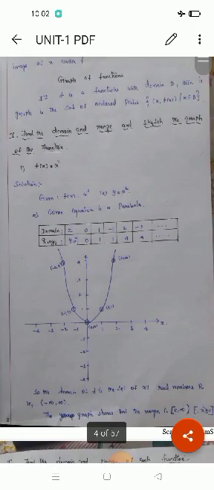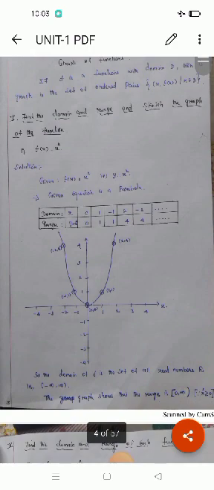So we want the ordered pairs. That means we want x and y values. So we form a table. In this case, the domain is taken as x and the range is taken as y. So what is the y value? Here they have given y equal to x square. So x is the input value and y is the output value.